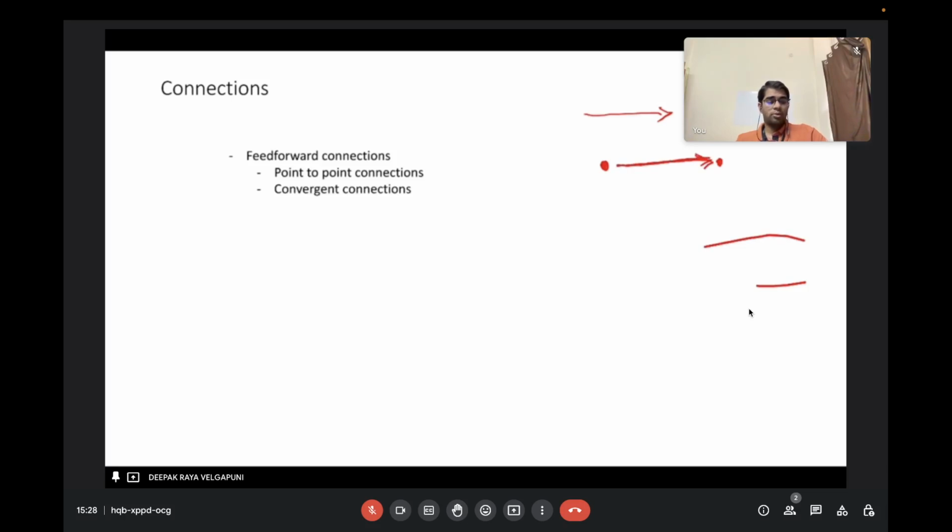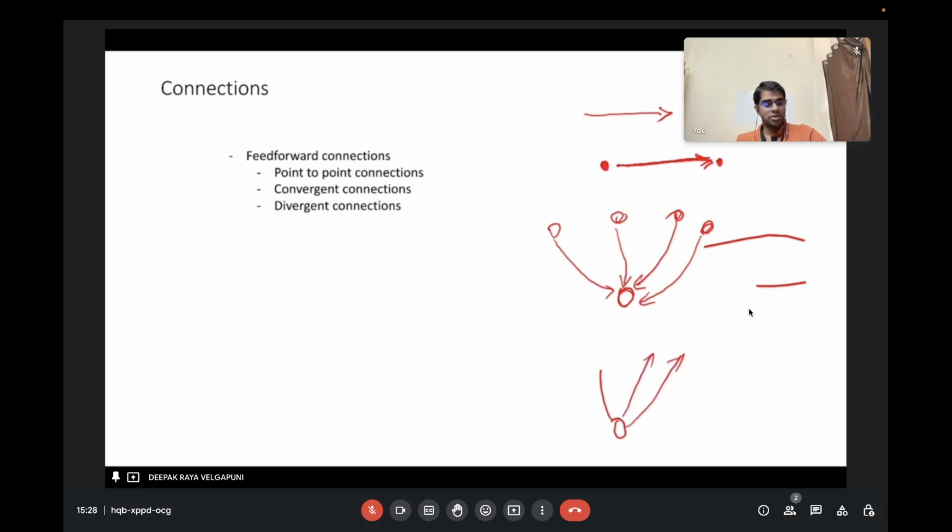Then you have convergent connections. That is, you have a region in the brain which is receiving inputs from multiple diverse regions in the brain. So you have multiple regions here and you have converging connections. Diverging connections are from one region, just the opposite of converging. You have multiple connections going away from that region to diverse, multiple regions of the brain.